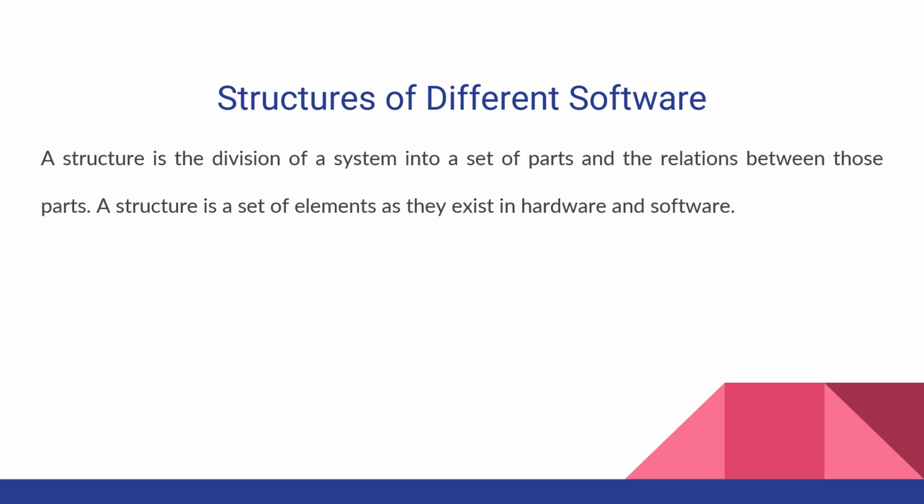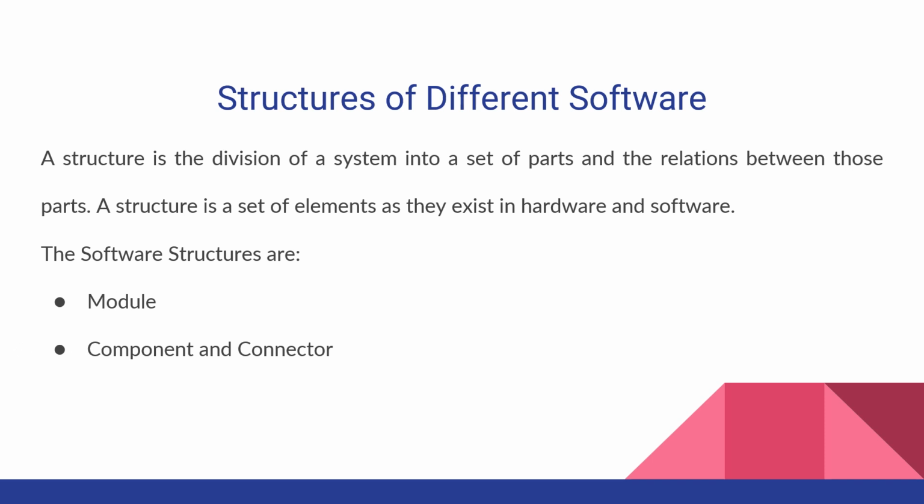Structures of different software. A structure can be defined as the division of a system into a set of parts and the relations between those parts. Or, a simpler version: a structure is a set of elements as they exist in hardware and software. The software structures are module, component and connector, and allocation.